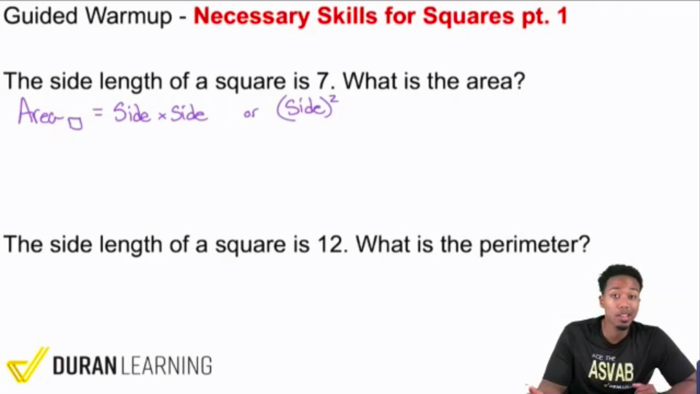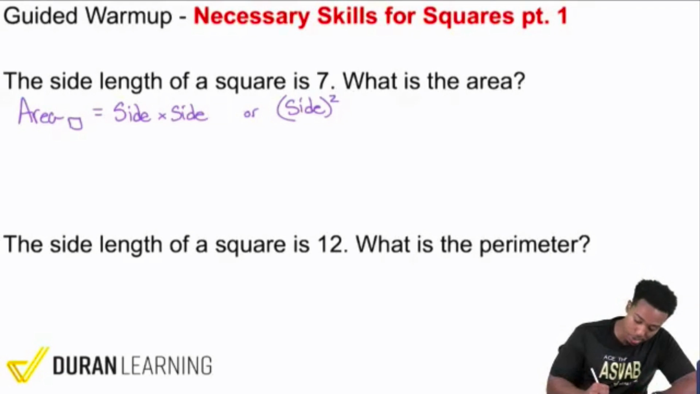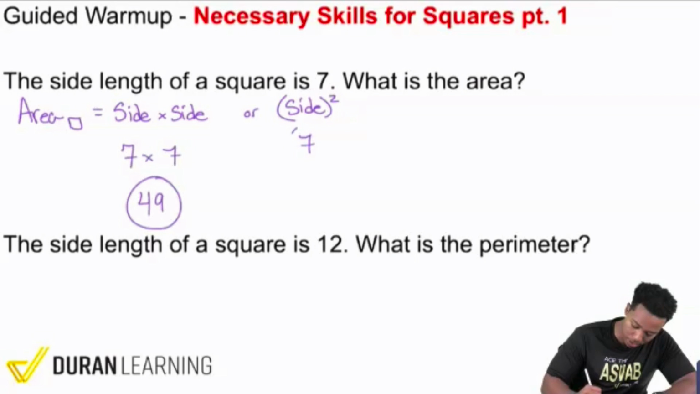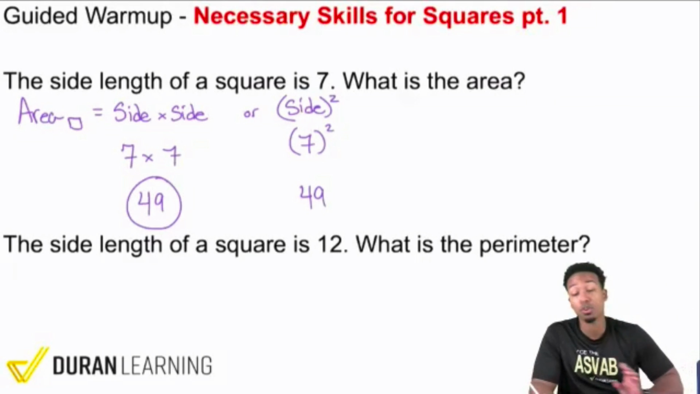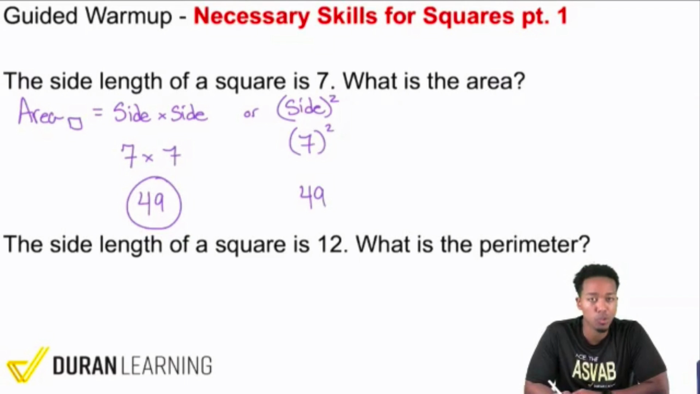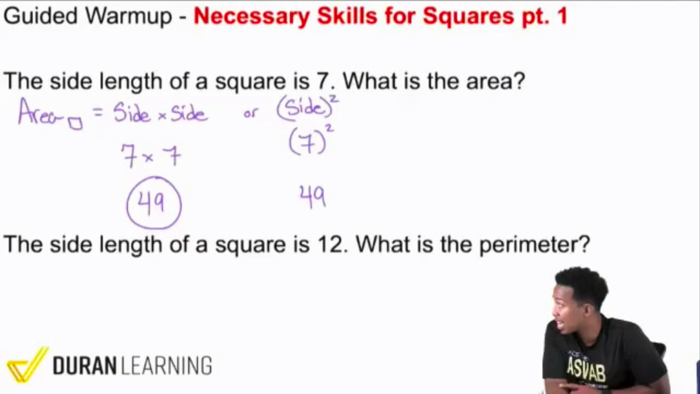The side is 7. So what's 7 times 7? That's right. The area will be 49. So you can think about it like that, or you can think about it like this. Either way, it'll be 49. Again, area of a square is just multiplying the side by itself. Side squared, side times side, whatever you want to say. But there it is. Now over here, the side of a square is 12.